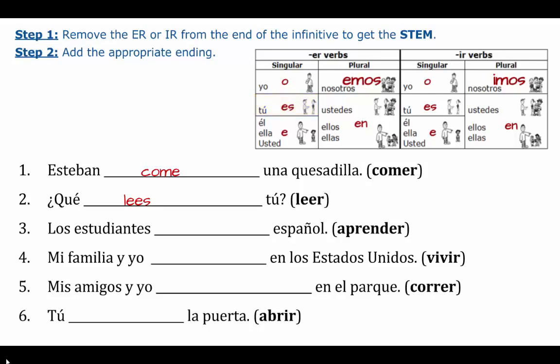For number three, los estudiantes, español, and the verb is aprender. So I want to say the students are learning Spanish. Aprender, we take off our ER, we get aprend. Then we need to add the correct ending, which in this case, since I'm speaking about students, I'm going to be using the ellos form, which is en. So, aprenden. Los estudiantes aprenden español.